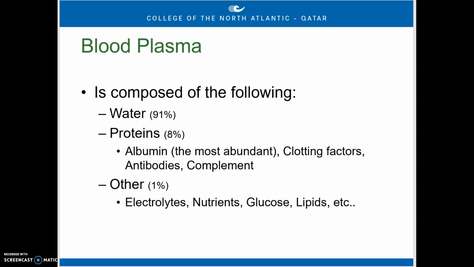Now if we look at the plasma first, well, it's pretty clear. We're a water-based organism. 91% of our blood plasma is going to be water, so it's mostly water. But the other 9% is made up of several different things. 8% of that, so the bulk of that, is going to be proteins. Albumin is the most common protein in our blood, but we'll also have antibodies that are part of our immune system. We'll also have complements, which are also part of the immune system, and clotting factors, which help in case we have bleeding. And then we're going to have other things, and that'll make up the other 1%. So electrolytes, nutrients, glucose, lipids, a whole bunch of other things are present in our blood, and that makes up the 1%.